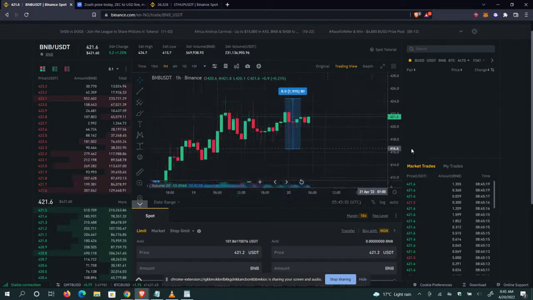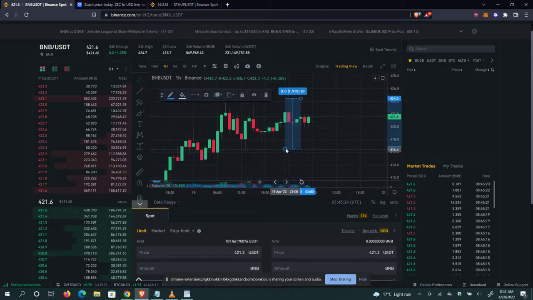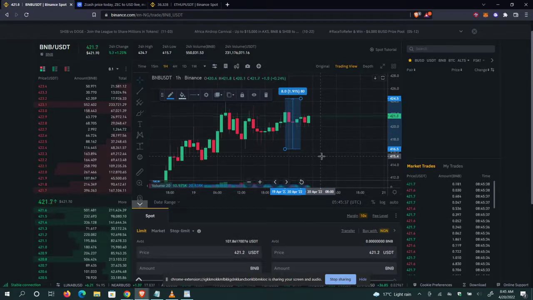So let's say you took a position around this level where my mouse is, and you want to sell here. That is about 1.91%, approximately 2%. I'm just doing a rough explanation. That is how you either swing trade or usually do spot trading.